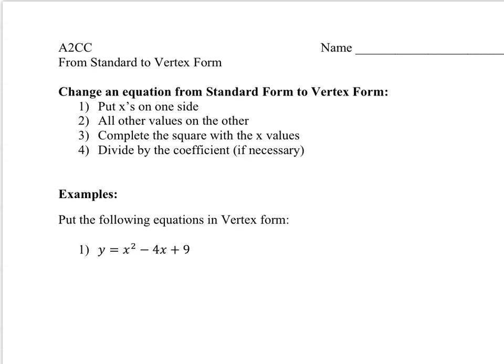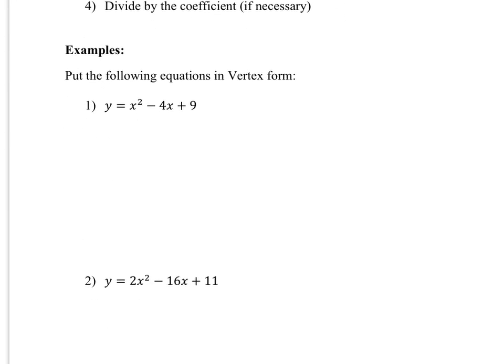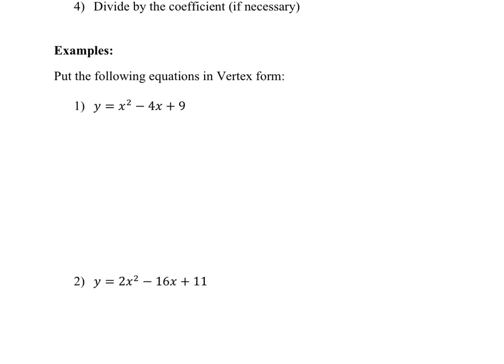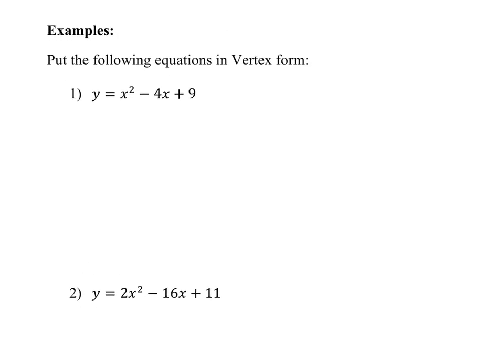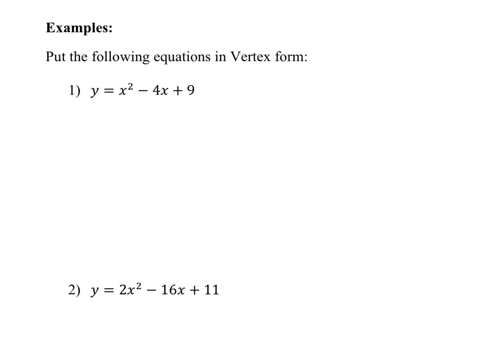Alrighty, you are going to love today. We are going from standard form to vertex form. So, you'll see words that you love. Put x's on one side of the equation. Put all other values, so we're going to have y's and numbers, on the other. And then we're going to complete the square with the x's, and we're going to divide by the coefficient if there is one. Alright, so it sounds like you're going to hate it, but I swear it won't be as bad as you think. So we look here.